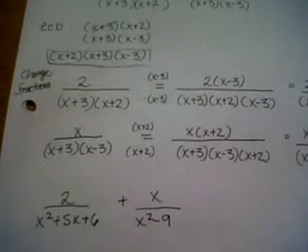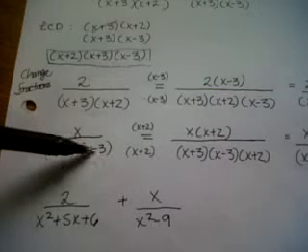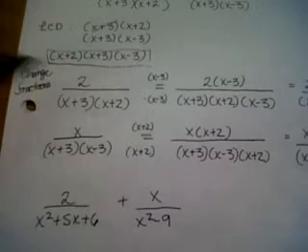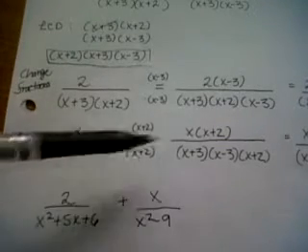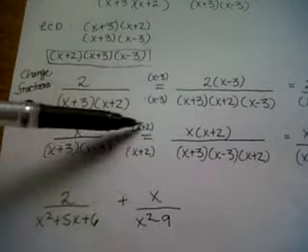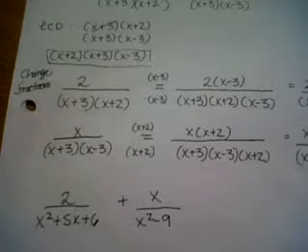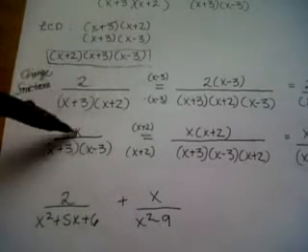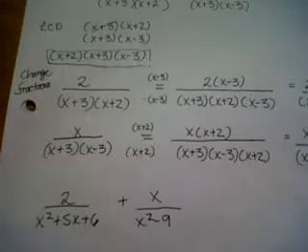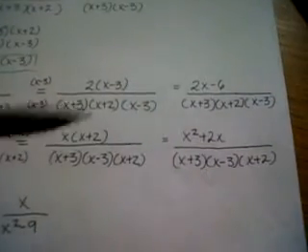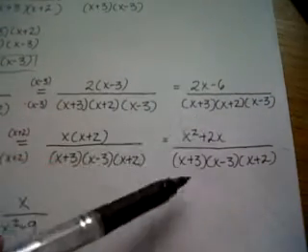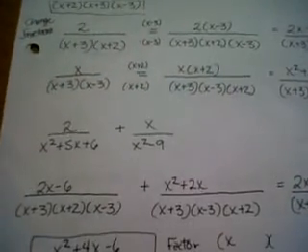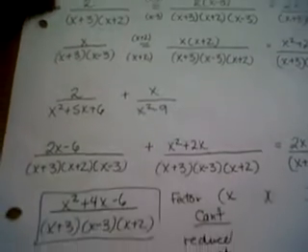Now let's take a look at the second fraction, and that was x over x plus 3 times x minus 3. And the piece of the least common denominator that I'm missing is the x plus 2. So I need to multiply the denominator by x plus 2 to get the least common denominator, and the numerator by x plus 2. Now, when I go x times x plus 2, I then can go ahead again and use that distributive property, and I get x squared plus 2x. And there's my denominator. Well, now we can go ahead and add those fractions because we have the same denominator.